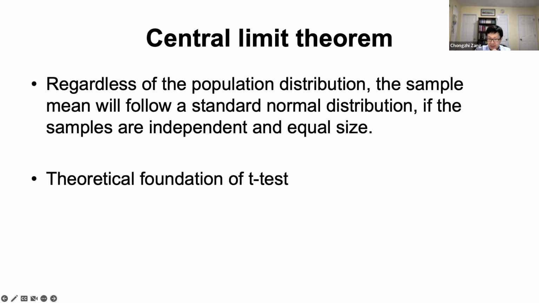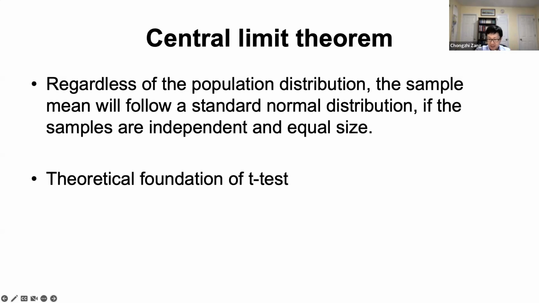Central limit theorem tells us the sample mean will always follow a standard normal distribution if the samples are independent and equal size, right? So independent and equal size are important conditions to apply the central limit theorem. Still using the same example of measuring the weight of all the human beings in the world, we draw one sample of 1,000 people, and then we independently draw another group of 1,000 people.